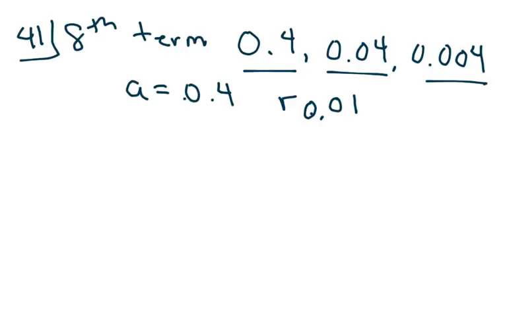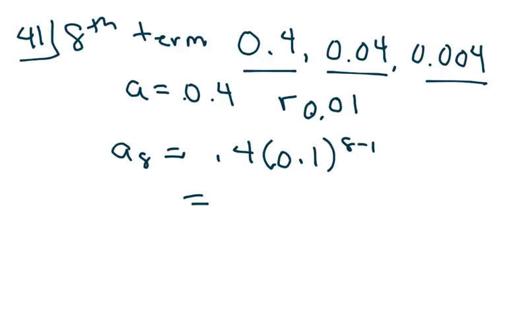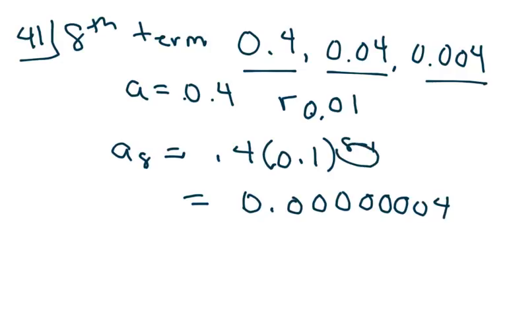We want the 8th term, so we're just going to write our little formula. That's going to be 0.4 times 0.1 to the 8 minus 1, and that's just going to yield 0.4 times 0.1 to the 7th. You have 7 zeros there because that's to the 7th. Or you can use your calculator.